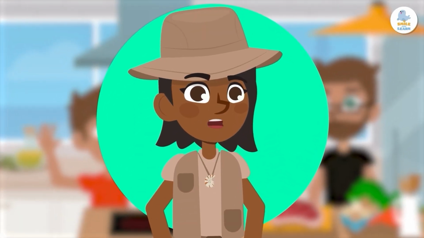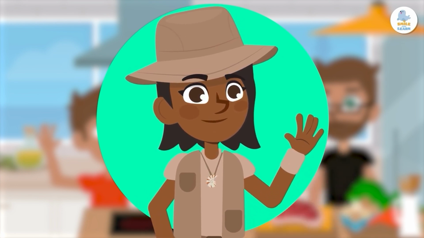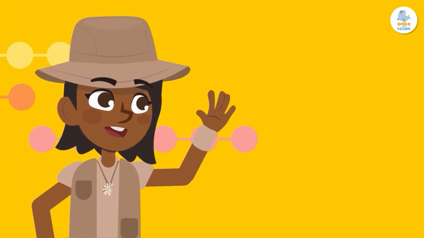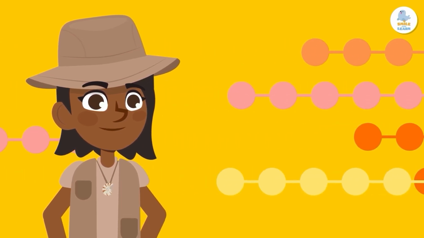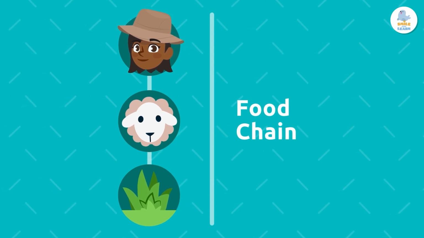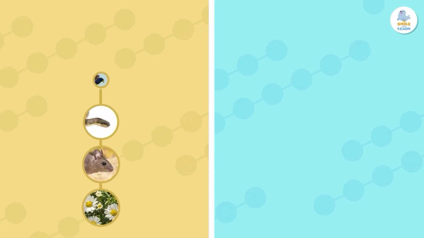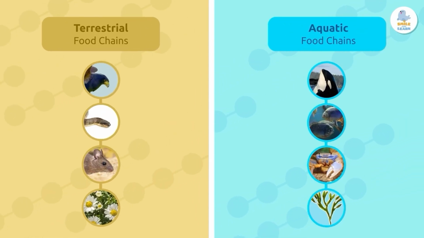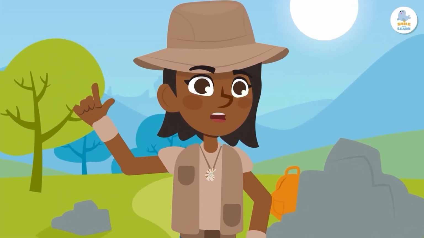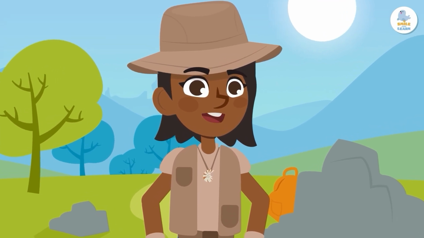Believe it or not, the food we eat is not far removed from dead stuff, or even poop. That's what we're going to talk about today. But first, do you remember what a food chain is? A food chain is a process that shows how living things are connected by what they eat. We have already learned to classify aquatic and terrestrial food chains like these. But did you know that there's another way to classify food chains? Let's find out more about it.